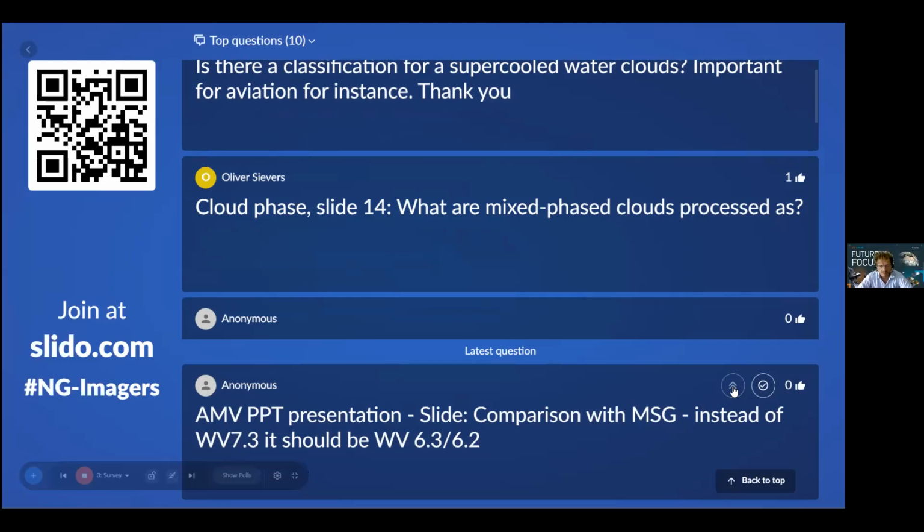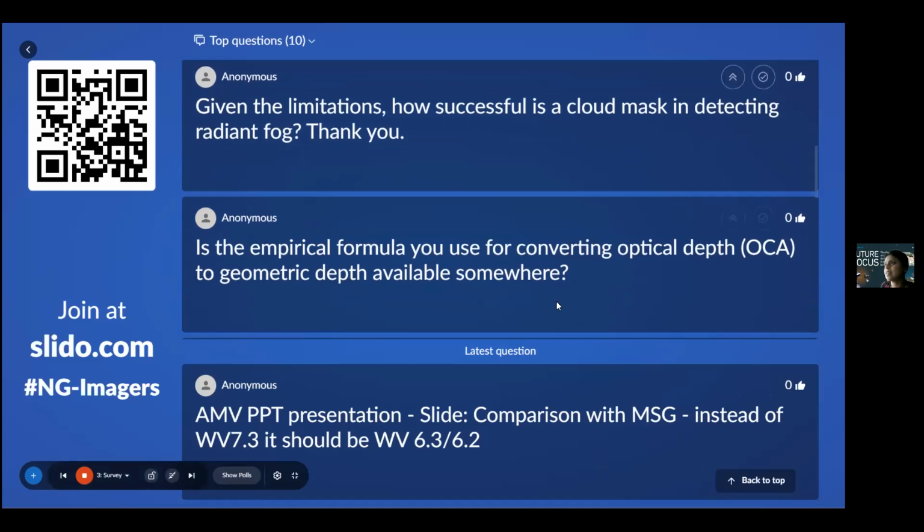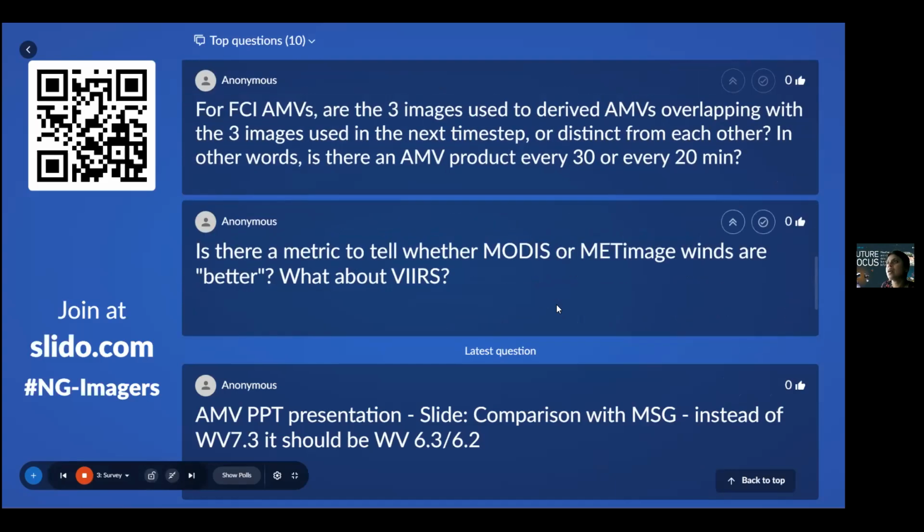Comparison with, instead of the water vapor channel at 7.3, it should be water vapor channel 6.3, 6.2. Just let me check. Yes, that's true. Okay, that's a clarification.